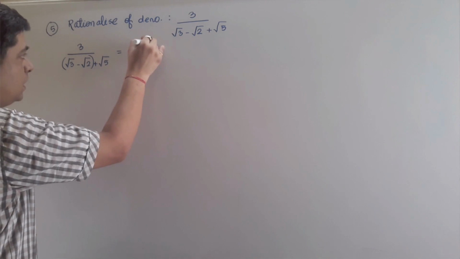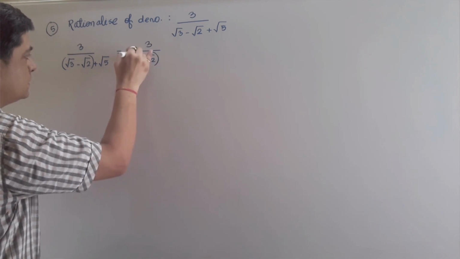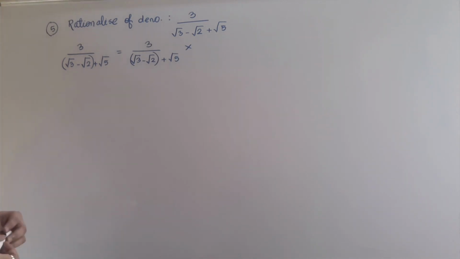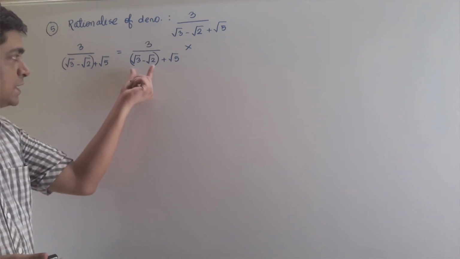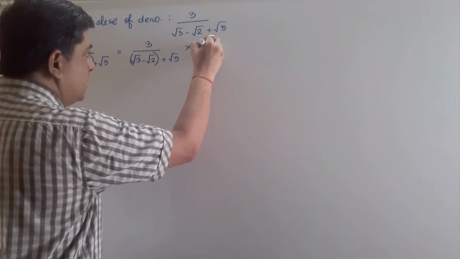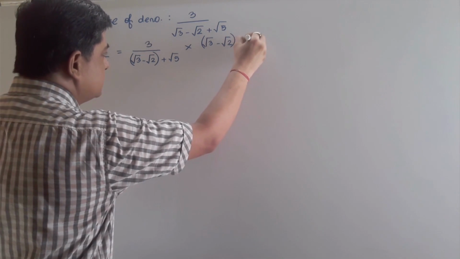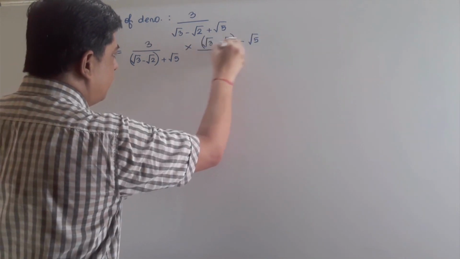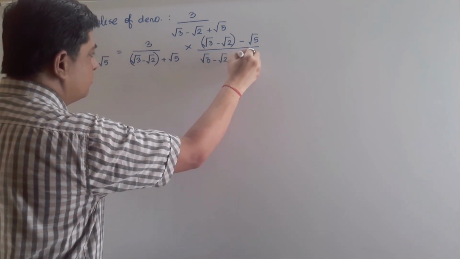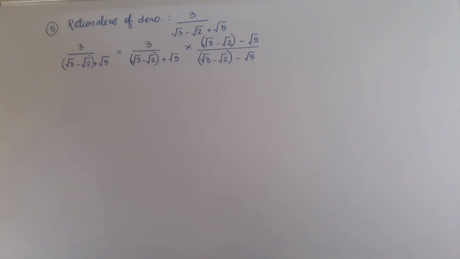So here 3 upon under root of 3 minus under root of 2 plus under root of 5 will be as it is. Now we multiply and divide by the same term, keeping in mind this is the first and this is the second term, so this plus sign I will make minus. So this will be under root of 3 minus under root of 2, first term, minus second term under root of 5, upon again root of 3 minus under root of 2 and then minus under root of 5. Remember, root of 3 minus root of 2 is my one term.